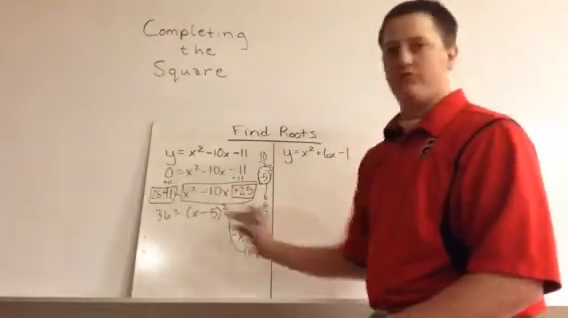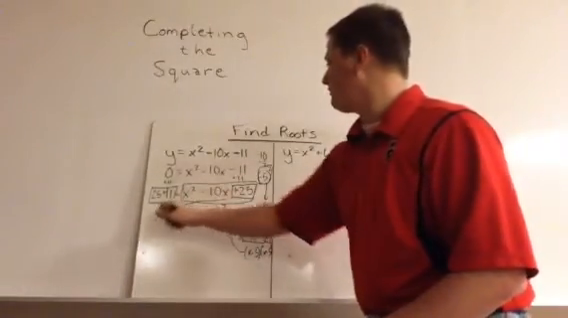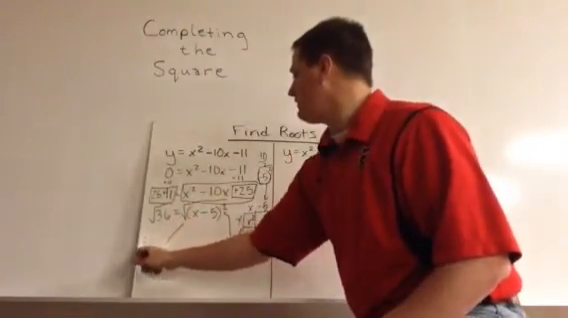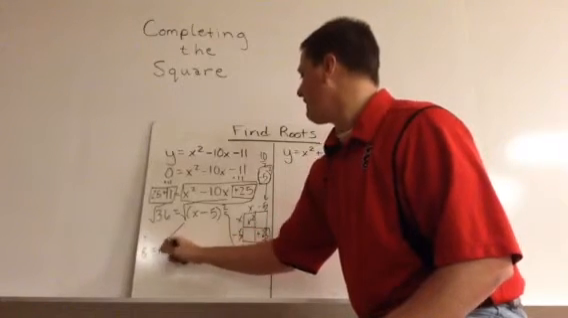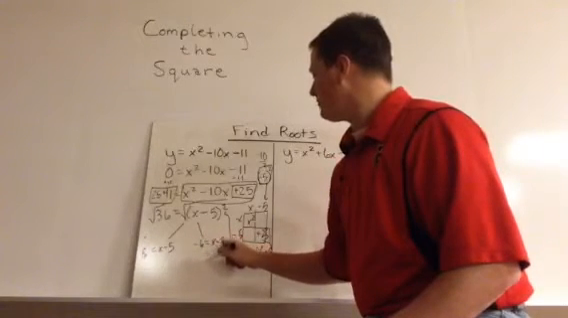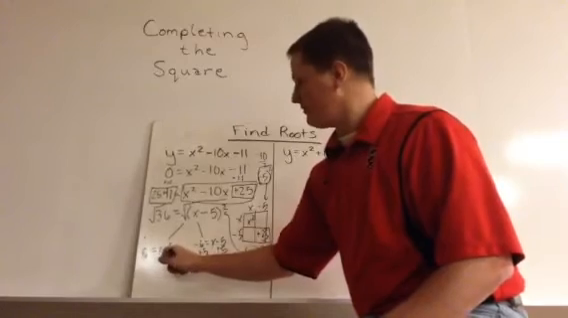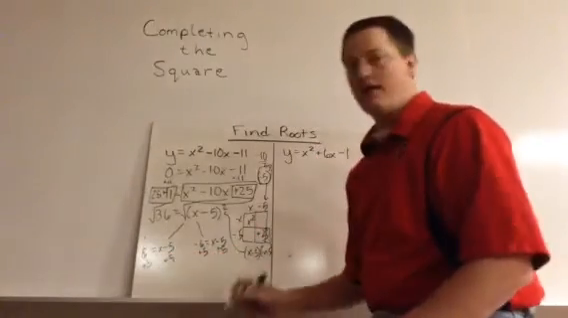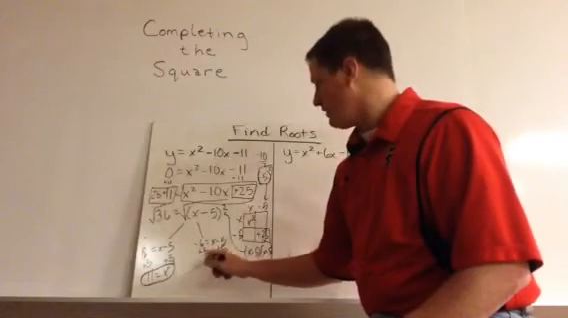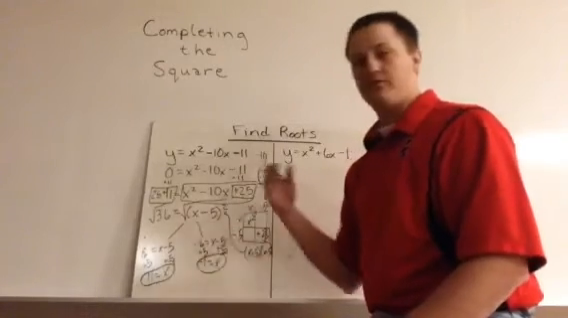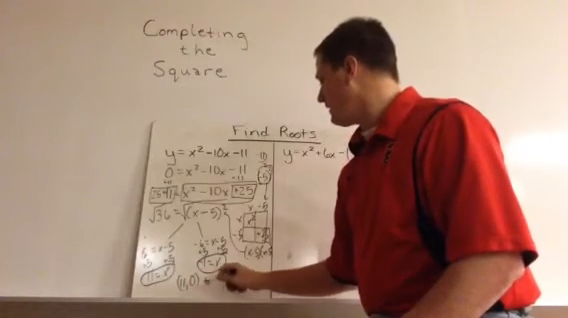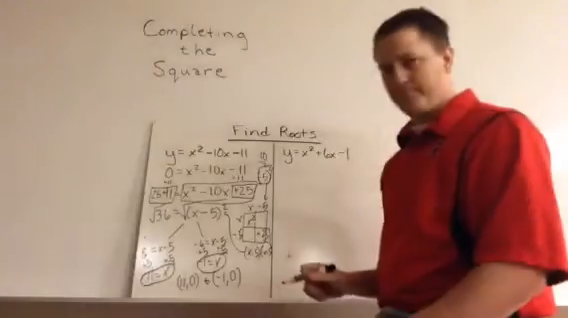So now we can solve the rest of this by square rooting. Because we put the square root in, we have to split it into two problems. 6 equals x minus 5, and negative 6 equals x minus 5. We'd add 5 to both sides in both problems. And we have 11 equals x, and negative 1 equals x, which gives us our roots of (11, 0) and (negative 1, 0). Okay?